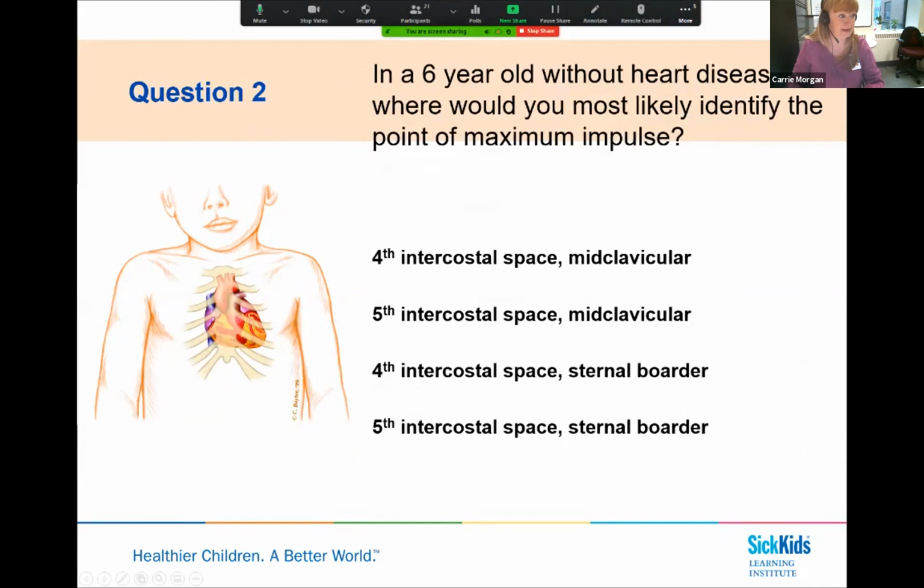So for a 6-year-old, it looks like we're kind of split. The majority feels the fourth intercostal space. 33% feels the fifth intercostal space. Everybody agrees it's along the mid-clavicular line, absolutely. For younger babies less than a year, it's about the fourth intercostal space, and in older children, it's the fifth intercostal space. So technically, the correct answer here was the fifth intercostal space, mid-clavicular.